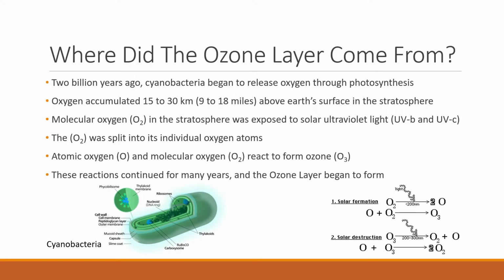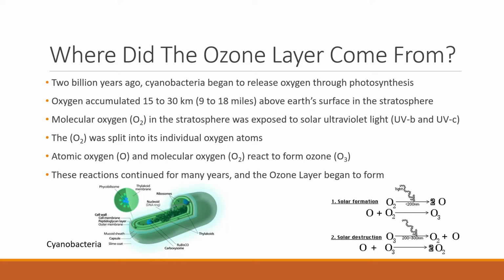To begin, let's talk about exactly what the ozone layer is and where it came from. The process started over 2 billion years ago when early aquatic life forms called blue-green algae, also called cyanobacteria, began to use sunlight energy to convert water molecules and carbon dioxide into organic compounds, commonly known as glucose, letting off oxygen as a byproduct. This process is popularly known as photosynthesis, as you probably know, but as this process continued, some of that oxygen that was released started to accumulate high in the atmosphere, about 15 to 30 kilometers up, or about 9 to 18 miles above the Earth's surface, in the area known as the stratosphere.